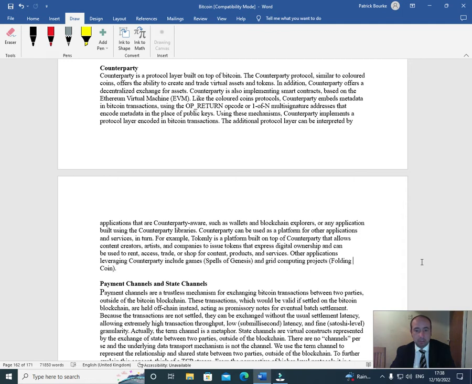Counterparty can be used as a platform for other applications and services in turn. For example, Tokenly is a platform built on top of Counterparty that allows content creators, artists, and companies to issue tokens that express digital ownership and can be used to rent, access, trade and shop for content, products and services. Other applications leveraging Counterparty include Spells of Genesis and the grid computing protocol Folding Coin.